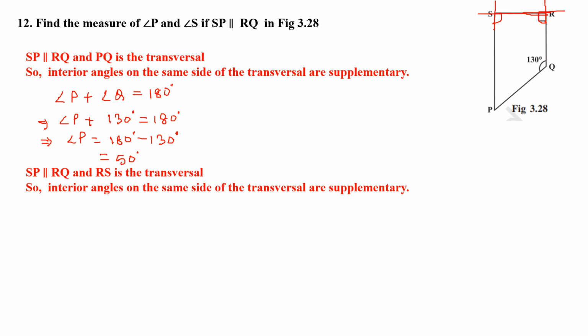So from here I can write angle S plus angle R is equal to 180 degrees, and the measure of angle R is 90 degrees because the right angle symbol is given there. So it is 90 degrees. So from here I can find angle S will be 180 minus 90 degrees, which gives me 90 degrees. So the measure of angle P is 50 degrees and the measure of angle S is 90 degrees. Now with this question, exercise 3.3 is completed.